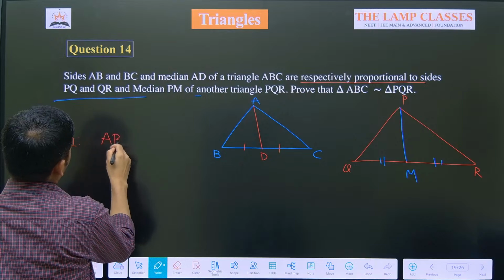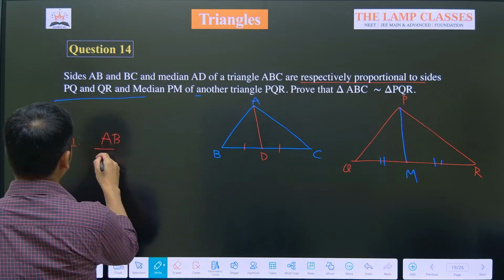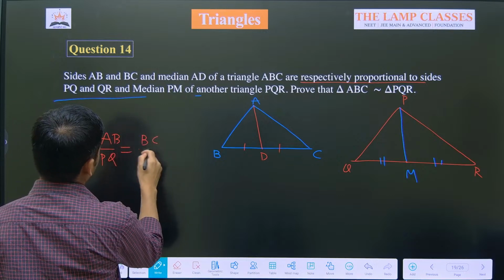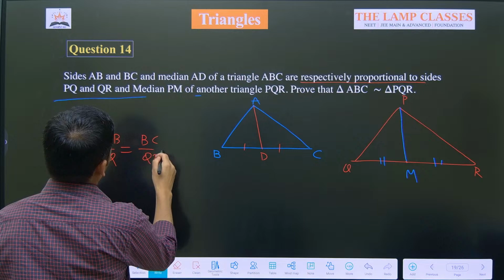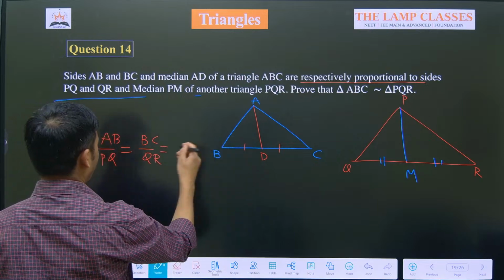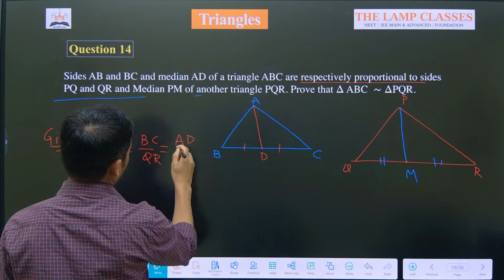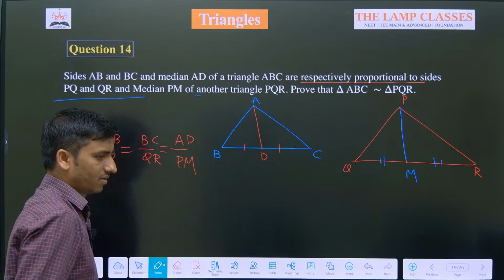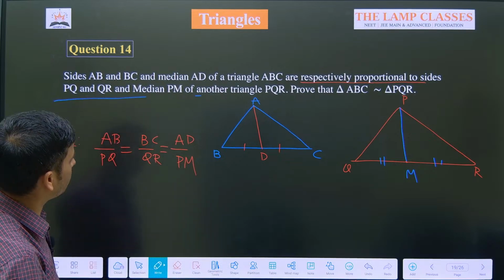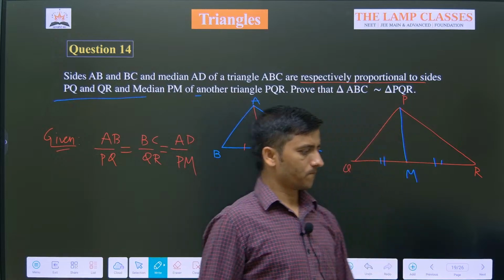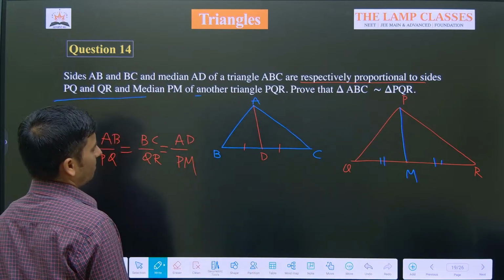AB is proportional to PQ. Then BC is proportional to QR. Median AD, right? That means AD is proportional to PM, right? That's what they have given, and they want to prove triangle ABC is similar to triangle PQR, right guys?